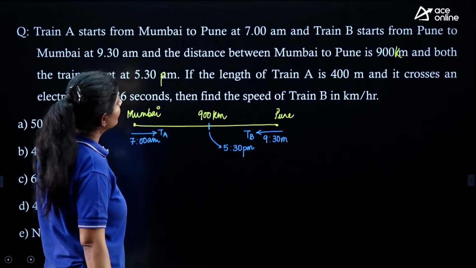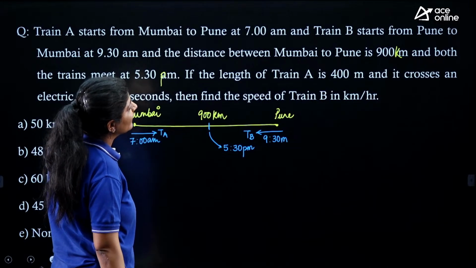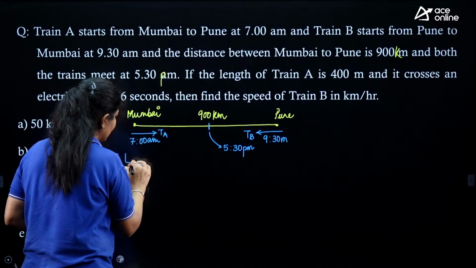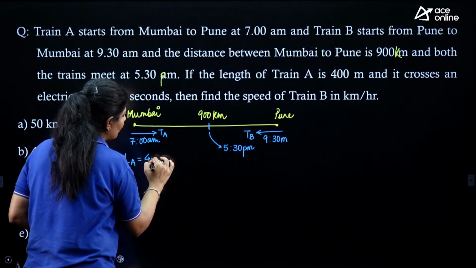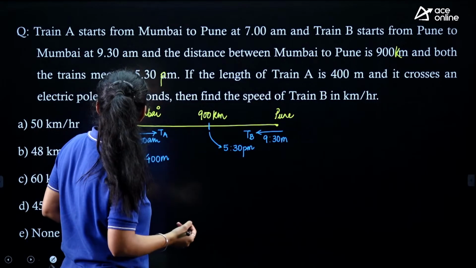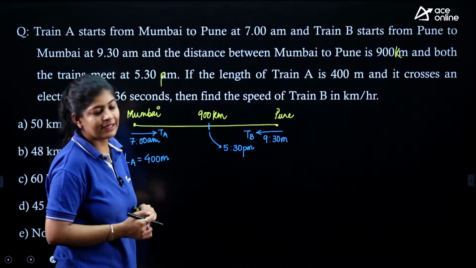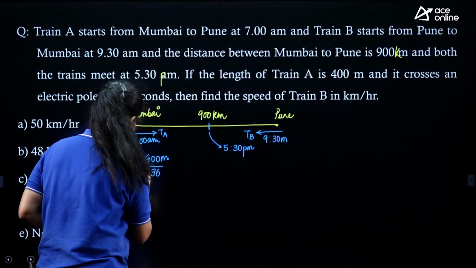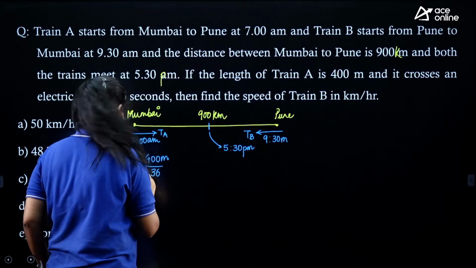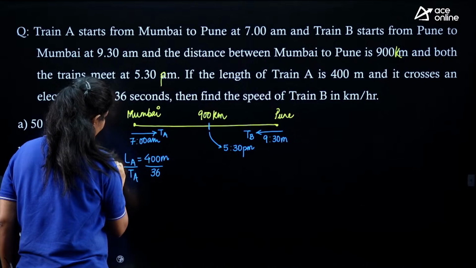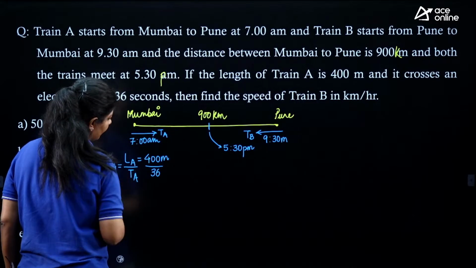Okay. Now the question says that the length of train A is 400 meters, that means the data of this one is given. The length of the train is 400 meters and it crosses an electric pole in 36 seconds. So the time taken by train A is 36 seconds, and ultimately we are getting the speed of train A, right?